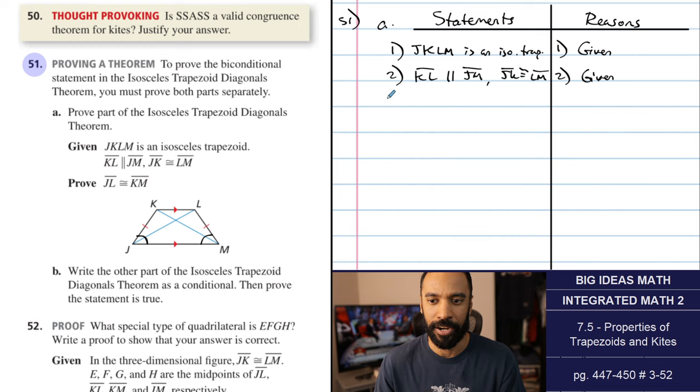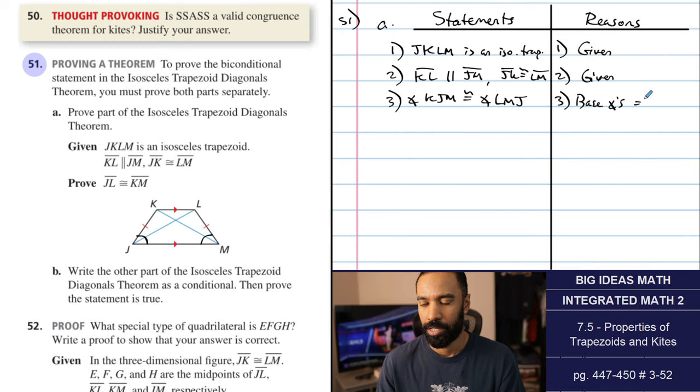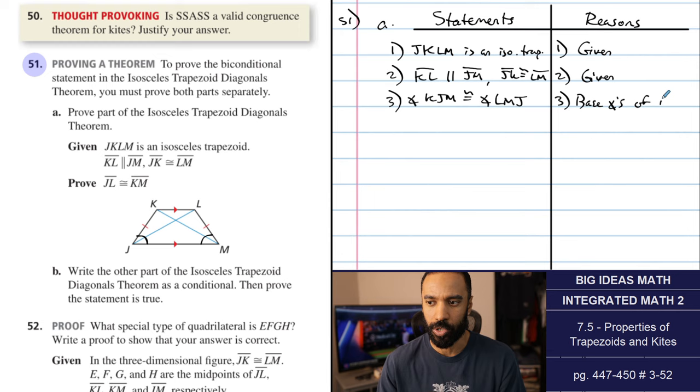So angle KJM is congruent to angle LMJ by the base angles. Not base angles congruence theorem, but base angles of an isosceles trapezoid are congruent.